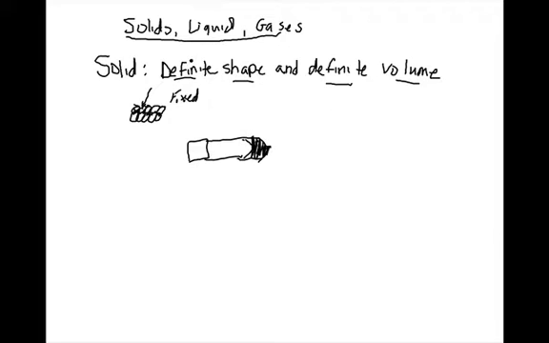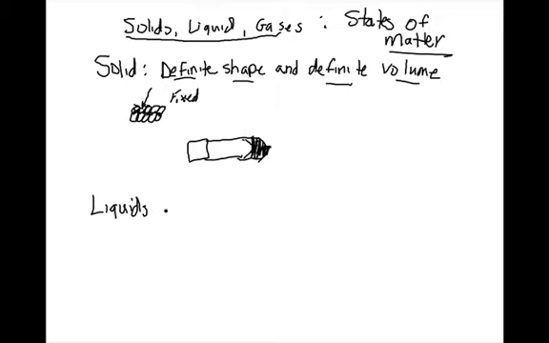Excuse me. Alright, let's move on to liquids. Liquids are another, and by the way, we should say that these are the states of matter. Okay, so that is what solids, liquids, and gases are. A liquid, by definition, is an object that is going to have a definite volume but no definite shape.